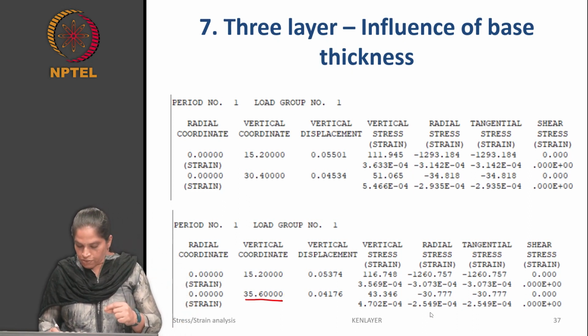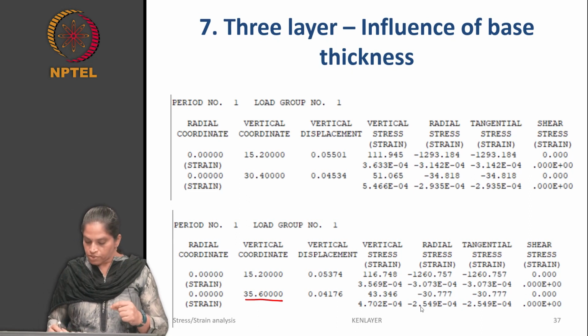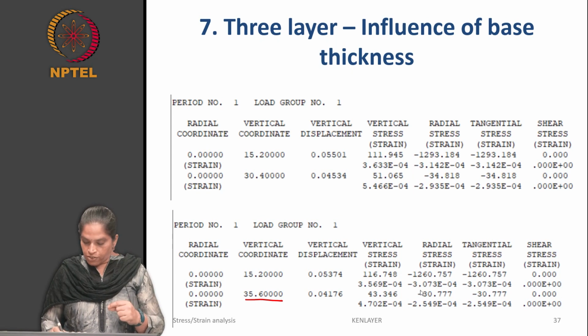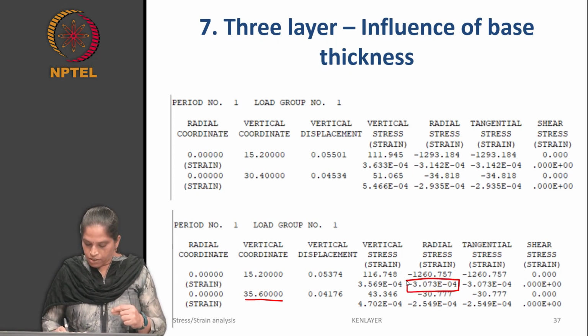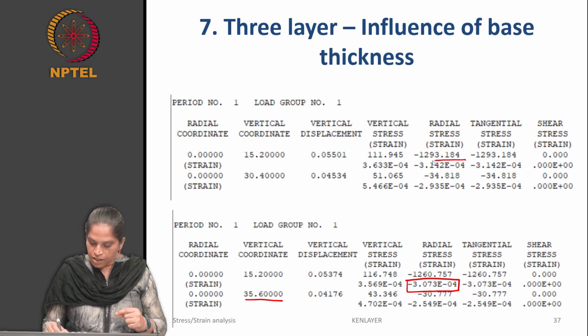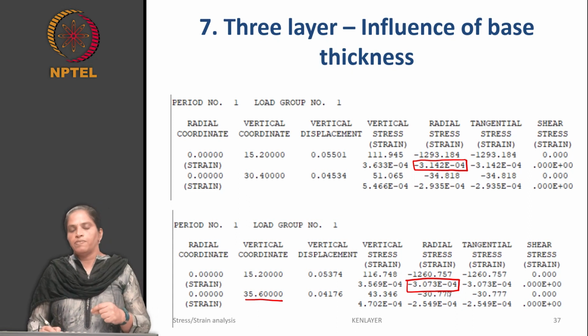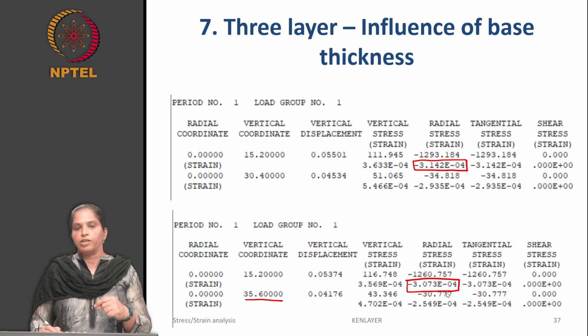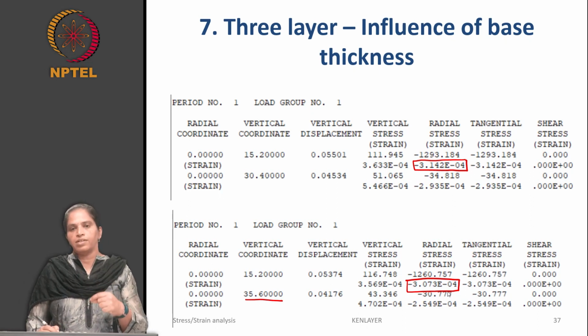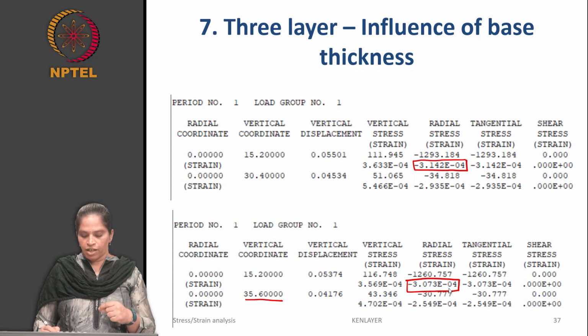So we are interested in finding what is the tensile strain at the bottom of the asphalt layer, which is this value. In the previous case, it was this. So when you compare, the values are nearly the same. So it says that increasing the thickness of a base layer does not much vary the tensile strain at the bottom of an asphalt layer.